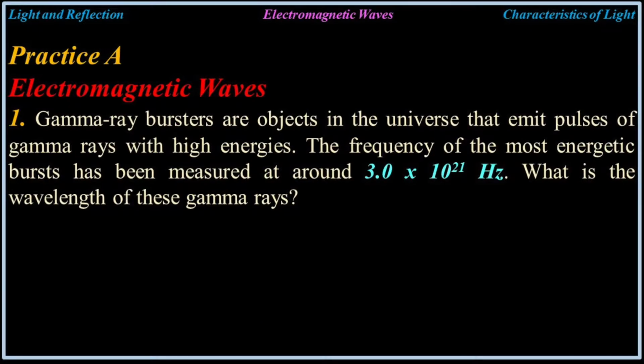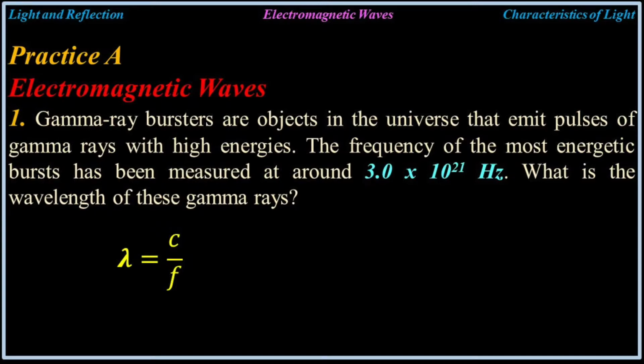Gamma ray bursters are objects in the universe that emit pulses of gamma rays with high energies. The frequency of the most energetic bursts has been measured at around 3 × 10^21 hertz. What is the wavelength of these gamma rays? So if it's a very large frequency, what does that say about what the wavelength is going to be?